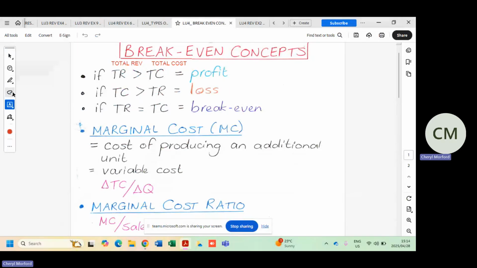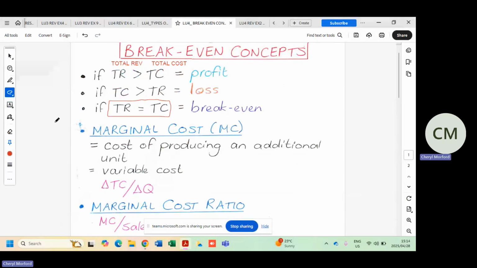And then what we are looking at here is the third one. If the total revenue and the total costs are exactly the same, the business is making neither profit nor loss because it has broken even. So the profit will equal 0.